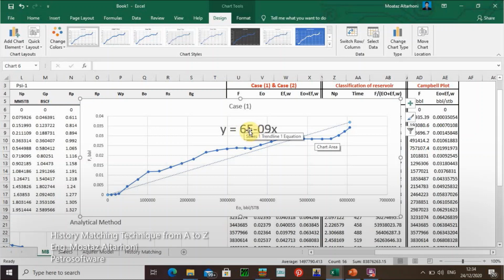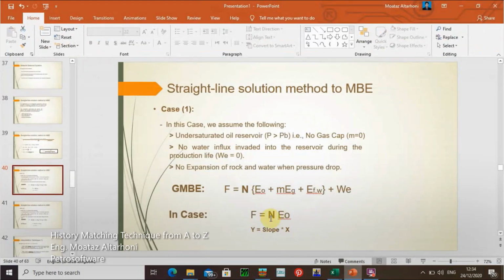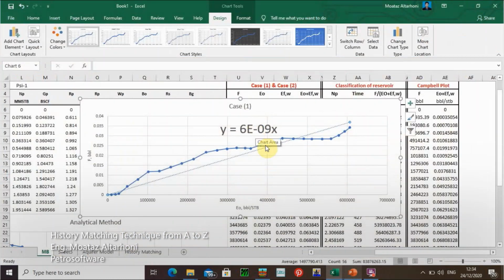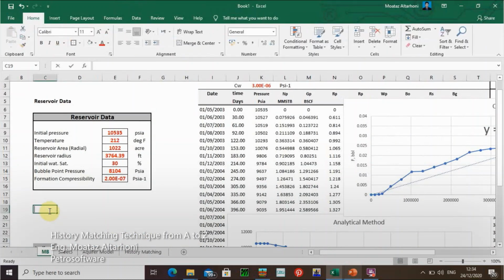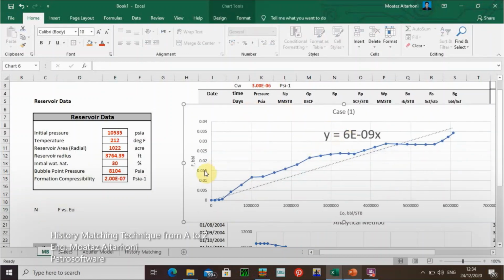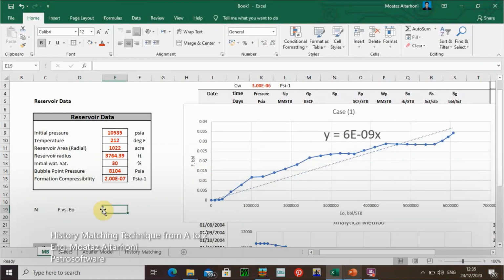and this value in this case is equal to the original oil in place, N, as in this equation. This is the value of N. I will add the value of original oil in place here, from F versus epsilon O. This value is equal to 6 billion stock tank barrel.